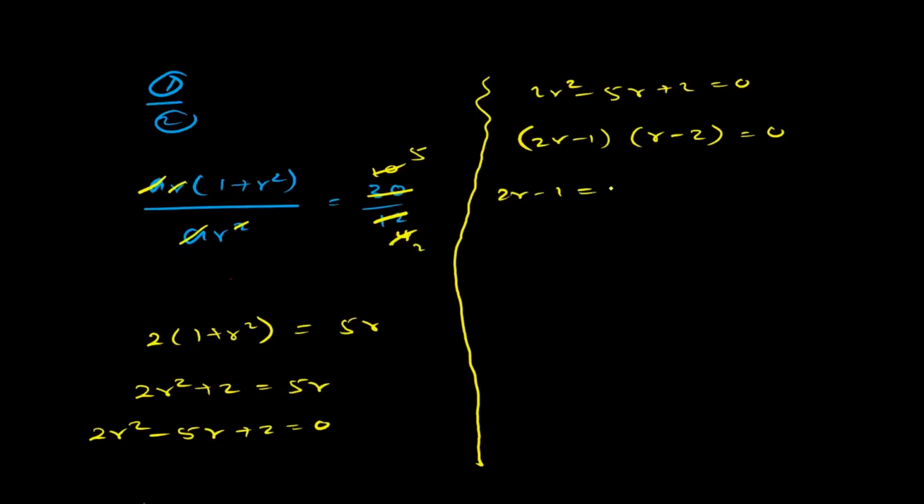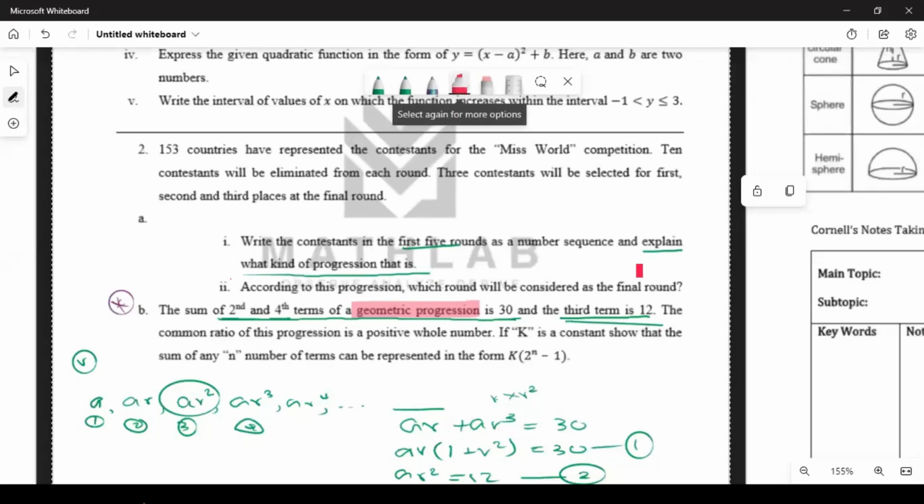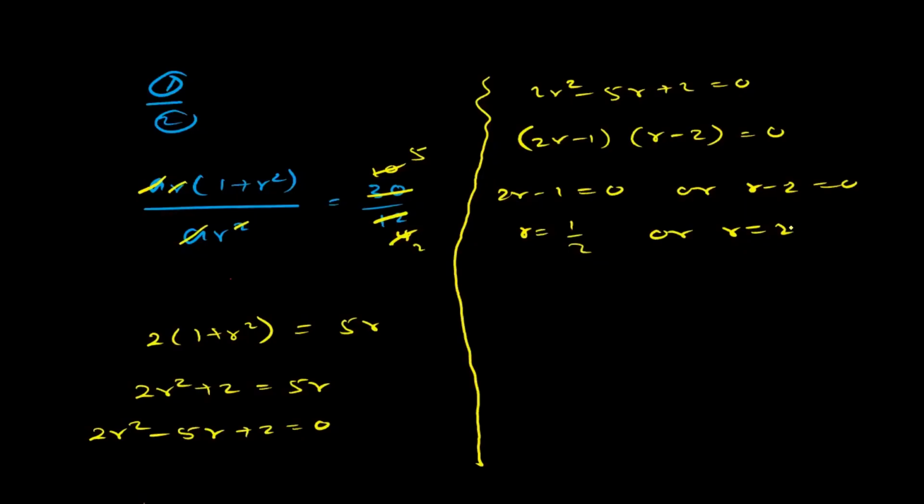So when you factorize this quadratic equation, you will get factors like this. 2r minus 1 equals 0, or r minus 2 equals 0. If you simplify, you'll get r equals half or r equals 2. In the question, they have clearly mentioned that the common ratio of the progression is a positive whole number. So we have two positive numbers, but only one value is whole. Therefore, we can reject this value. The common ratio is 2.